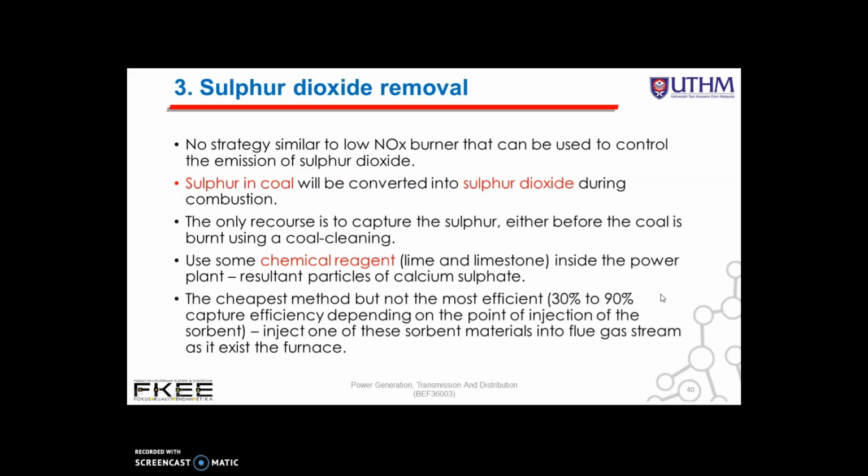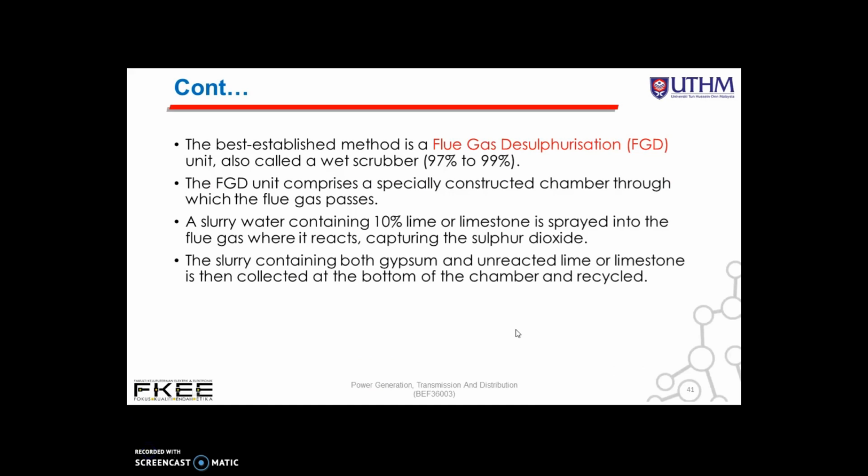In this sulfur dioxide removal, we use some chemical reagent, which is lime and limestone, inside the power plant, and the result is particles of calcium sulfate. This is the cheapest method, but not the most efficient. It is around 30% to 90% capture efficiency, depending on the point of injection of the sorbent. So inject one of these sorbent materials into the flue gas stream as it exits the furnace. Okay. The best established method is called a flue gas desulfurization or FGD unit.